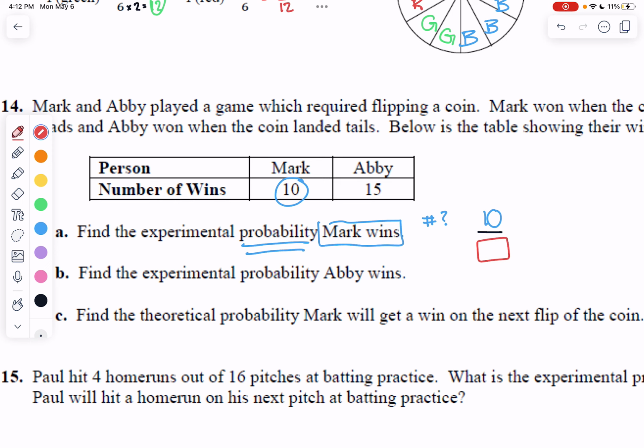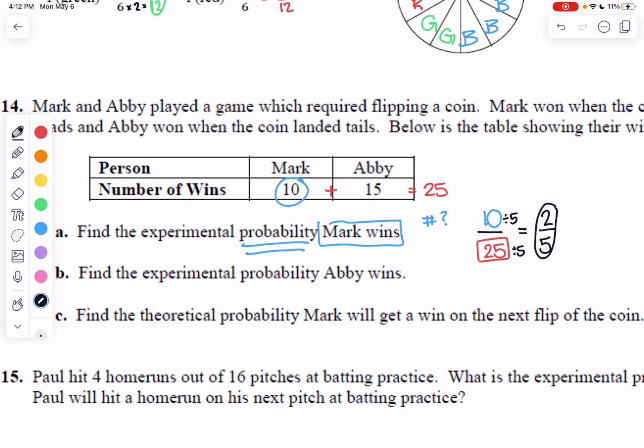Well, there wasn't just 10 games played because Mark won 10 of the games, but Abby won 15. So I would want to add these together. 10 plus 15 would give me my total. 10 plus 15 is 25. So the experimental probability that Mark wins is 10 over 25. If we typed in our calculator 10 ABC 25, I would get the simpler fraction 2 over 5. Because I can divide both of these by 5.